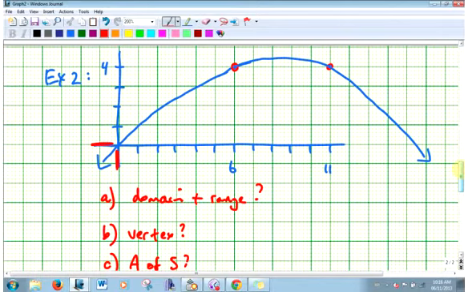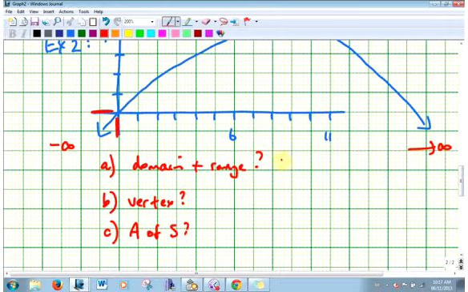Do we have arrowheads here? Okay, so for this question, is there any x value, positive infinity, that this thing won't get to? It's going to keep going. How about down to negative infinity? For domain, x is all real numbers.